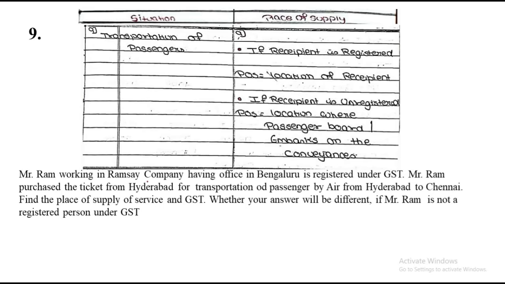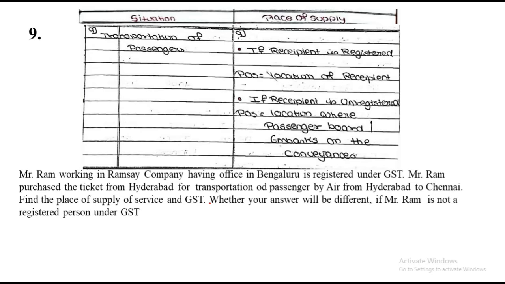Mr. Ram, working in Ramsay company having office in Bangalore, registered under GST, purchased a ticket from Hyderabad for transportation of passenger by air from Hyderabad to Chennai. Find the place of supply in the service under GST, and whether your answer will be different if he is not a registered person.